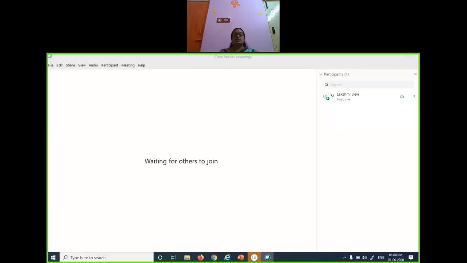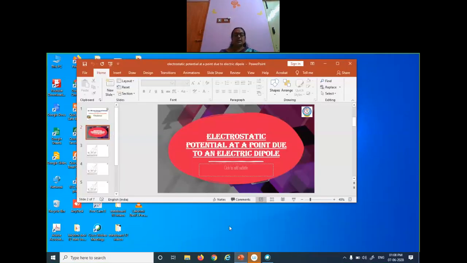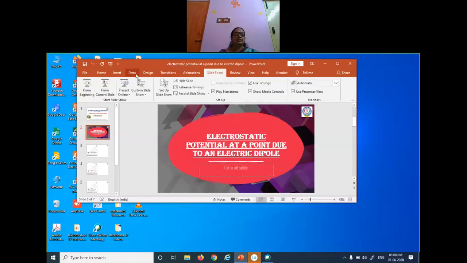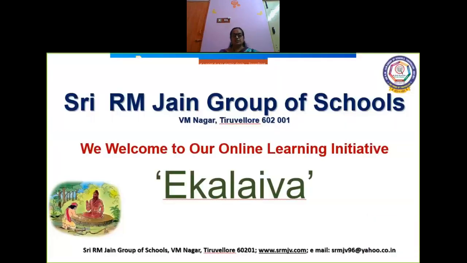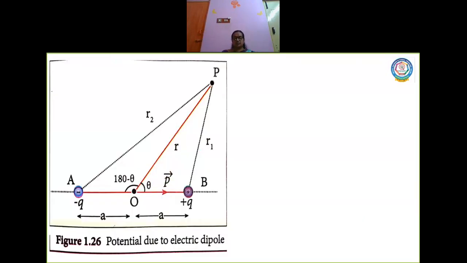Today we are going to continue with electrostatic potential due to an electric dipole. Hope you remember what an electric dipole is. An electric dipole is a system of equal and opposite charges separated by a distance. Today I am going to take a dipole and find the electric potential at a point. So let us move on to the concept.